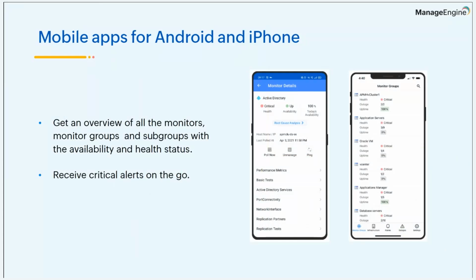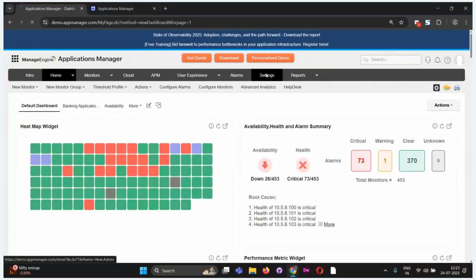iPhone, where you can get an overview of all the monitors, monitor groups, and subgroups with availability and status directly on your phone. And with this application, you get critical alerts on the go. So you don't ever have to have your laptop at all times. When you log off, you get an alert directly to your phone, even without an escalation through an SMS or an email. So I'll show you how this particular integration looks like in the UI.